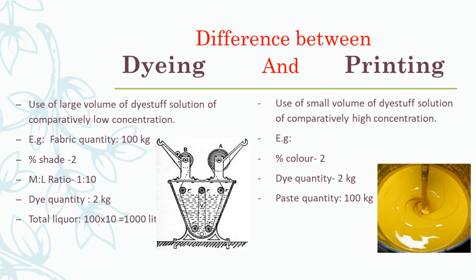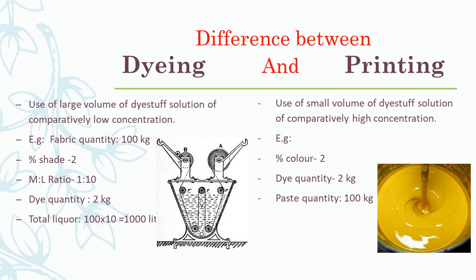Whereas in case of printing, a small volume of dyestuff solution of comparatively high concentration is used. In printing, the quantity of paste we need to consider. In case of dyeing, we consider the quantity of fabric. Based on that, we maintain the MLR. In case of printing, since the quantity of paste is considered, we call the term percent color. Suppose we want to produce 2% color after printing, the depth of color is 2% after printing.